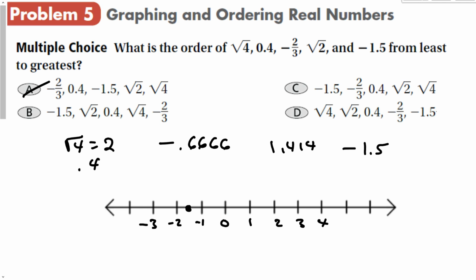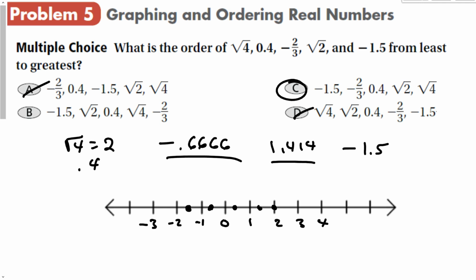So I can get rid of A, I can get rid of D. Next, this is the only other number that's negative. And it goes right a little more than halfway. So right there. Okay. So it's clearly my answer is going to be C. But let's keep going. 0.4 is going to be a little less than halfway between 0 and 1. Next is 1.414. So radical 2 is going to be about right there. And then finally 2 is going to be right there.